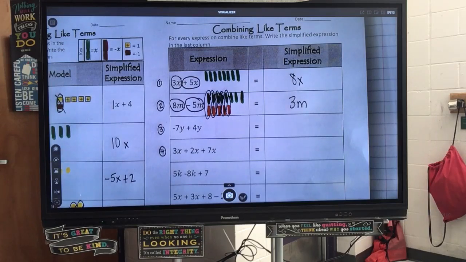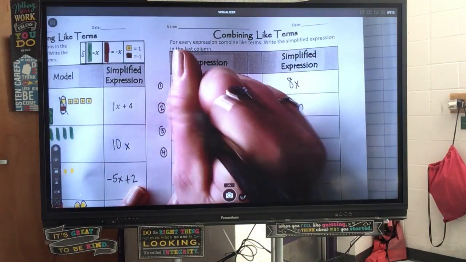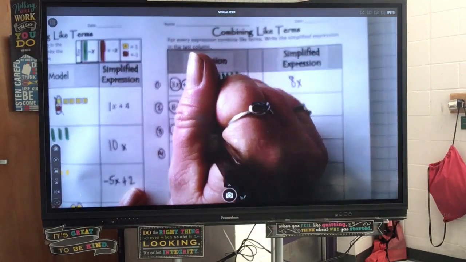Alright, let's go ahead and go over these. So the next one is minus 7y plus 4y. Can we combine anything here? Krishana, what can we combine? The minus 7y and the 4y. Plus 4y or regular 4y? Oh, plus 4y.